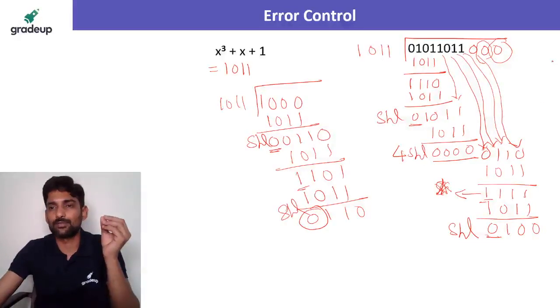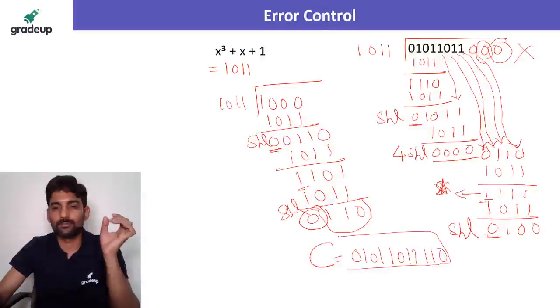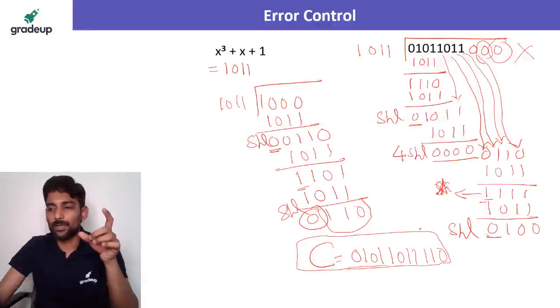Are there any more bits to borrow? No, there are no more bits to borrow. Here we will end. So what is the remainder we got? 1, 1, 0. And what is the code word? 0, 1, 0, 1, 1, 0, 1, 1, 1, 1, 0. Okay.